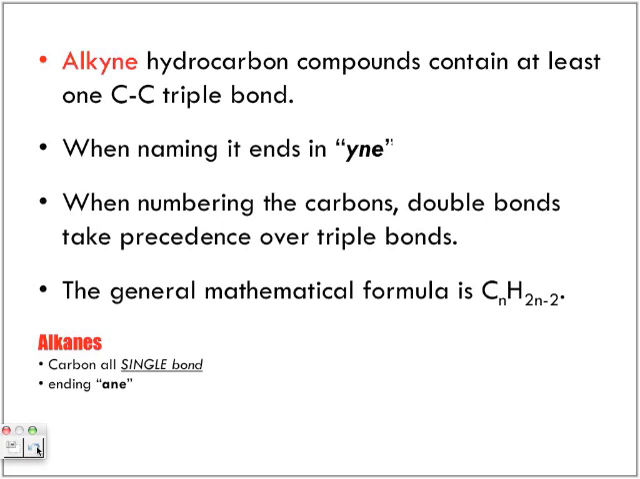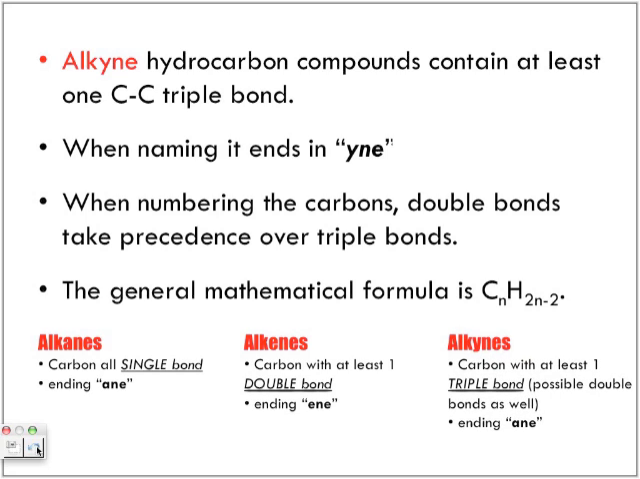Now, alkanes, carbons, all single bonds, end in A-N-E. Alkenes, carbon with at least 1 double bond, end in E-N-E. And today's lesson, which is on the alkynes, carbon with at least 1 triple bond. Right? So there's a possibility of a double bond also, and actually, oops, there's a typo here. It doesn't end in A-N-E, it actually ends in Y-N-E.